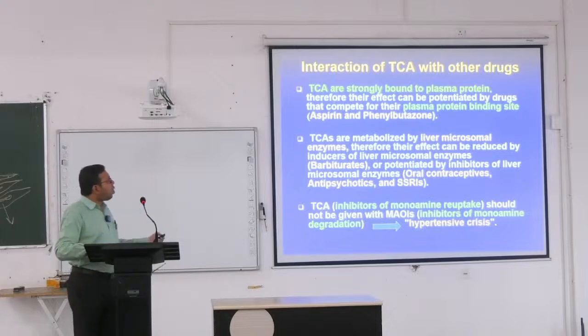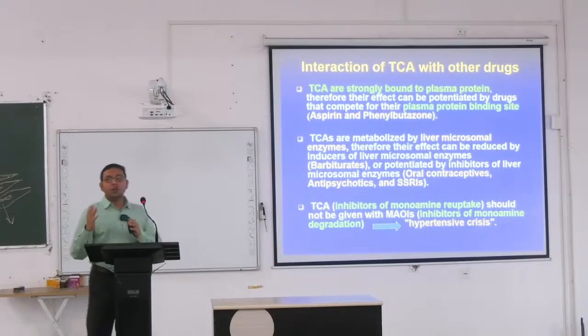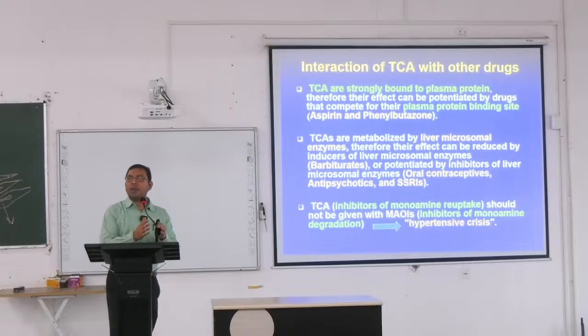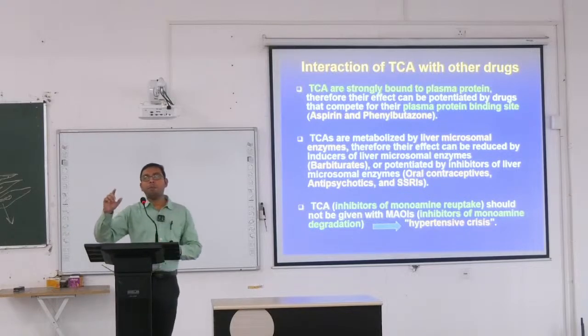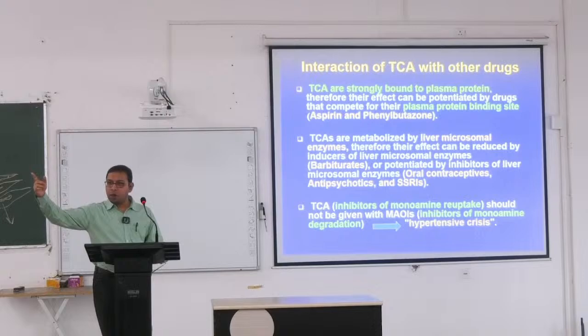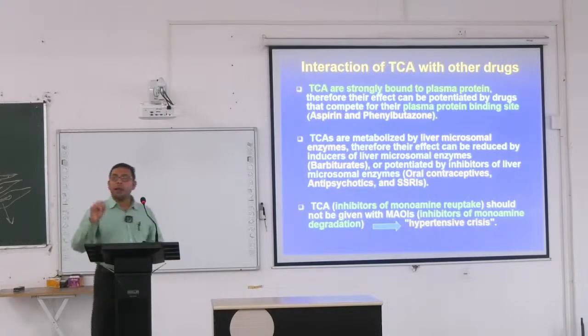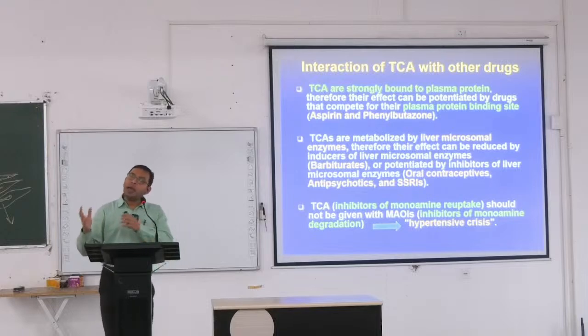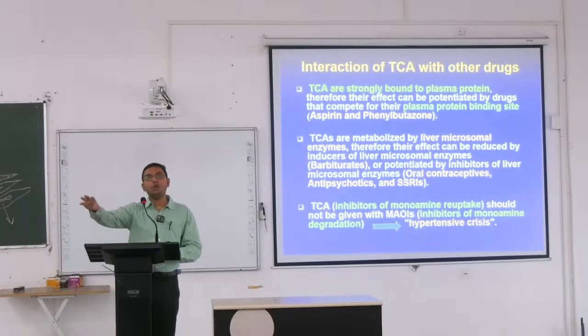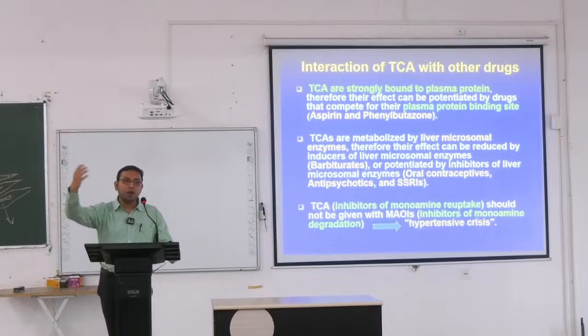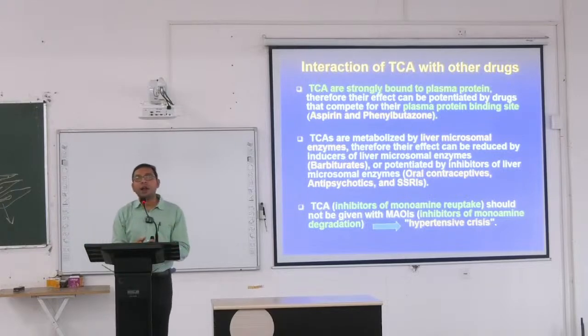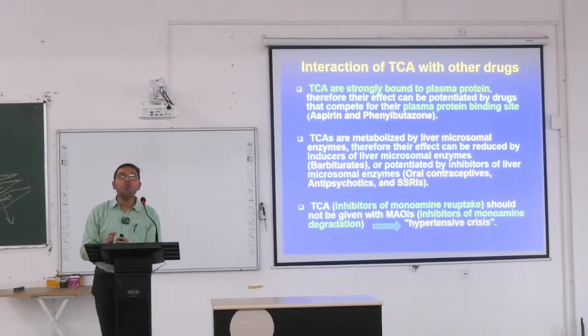And they are also strongly bound to plasma protein. So different other drugs can displace these tricyclic antidepressants from their plasma protein binding site. That can also lead to poisoning. So that is the problem. They are also metabolized by the liver microsomal enzymes, cytochrome enzymes. Again, different other drugs also compete with this, so the therapeutic concentration can be decreased or increased. Different foods can also impair or increase its metabolism. So there are different types of drug or drug-food interactions with the tricyclic antidepressants.